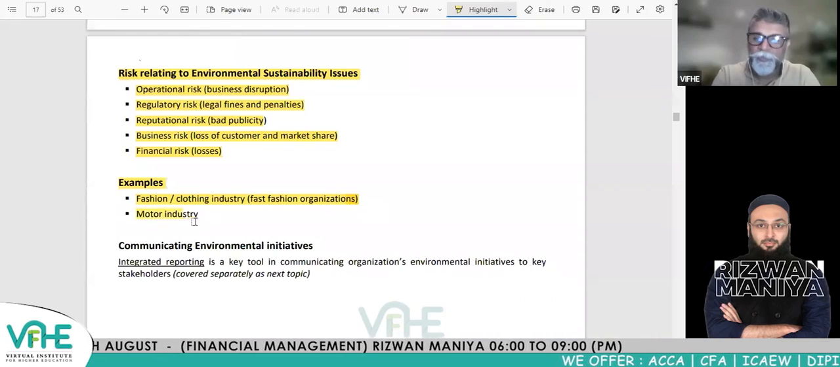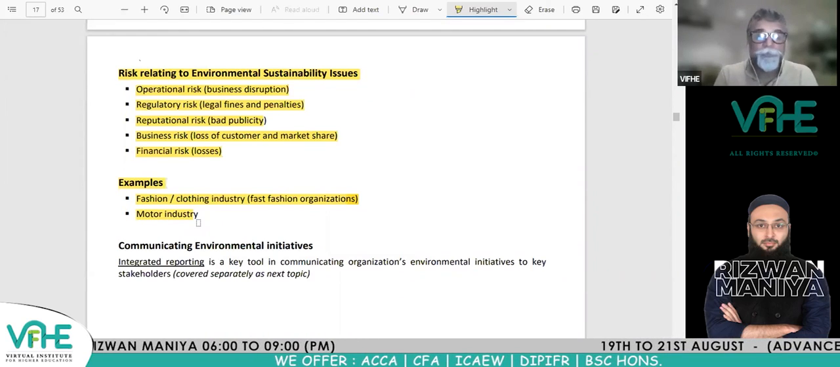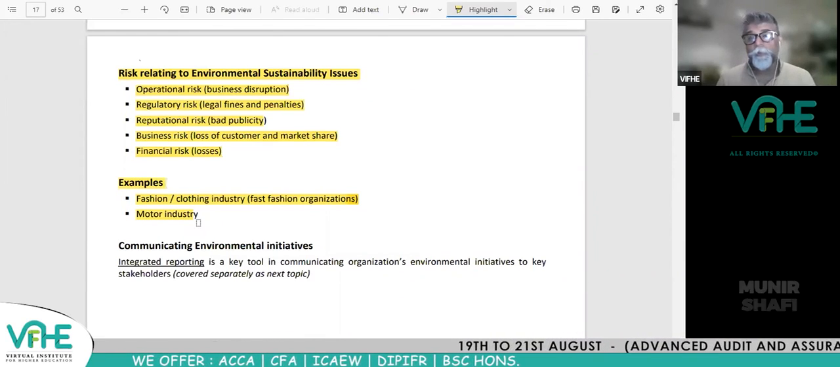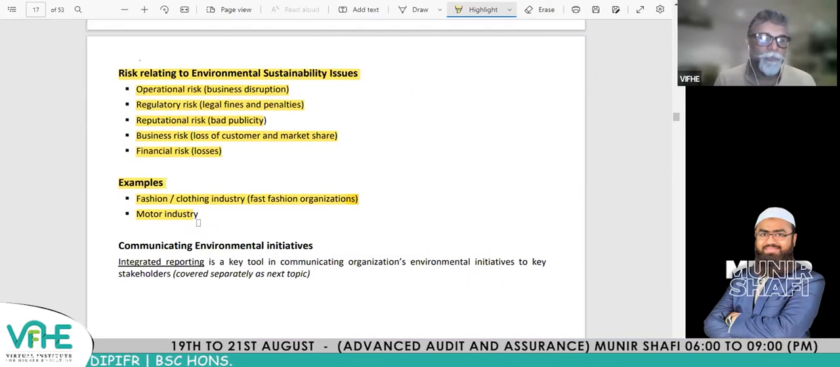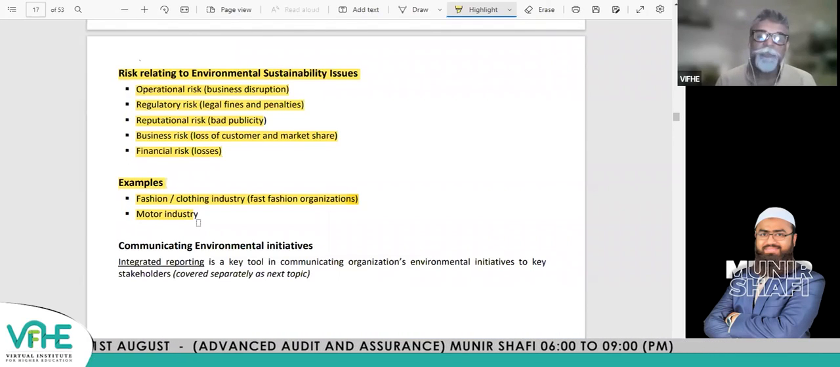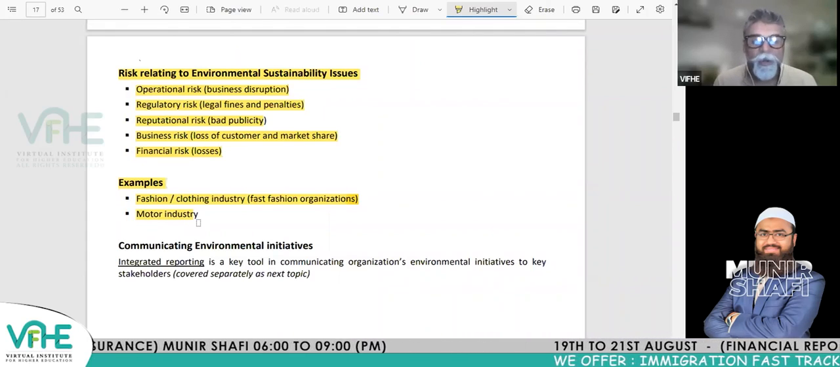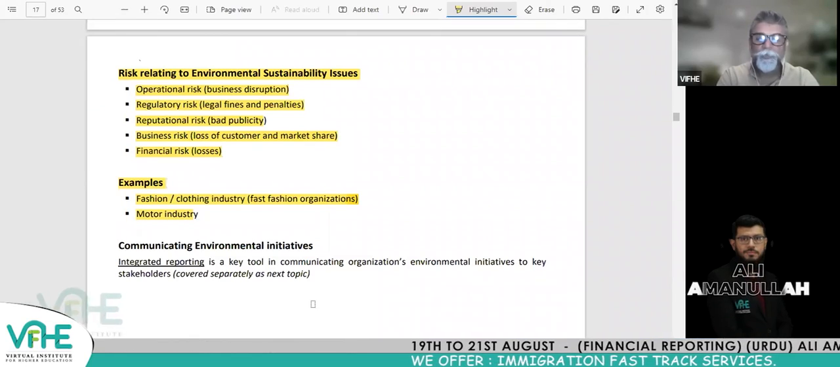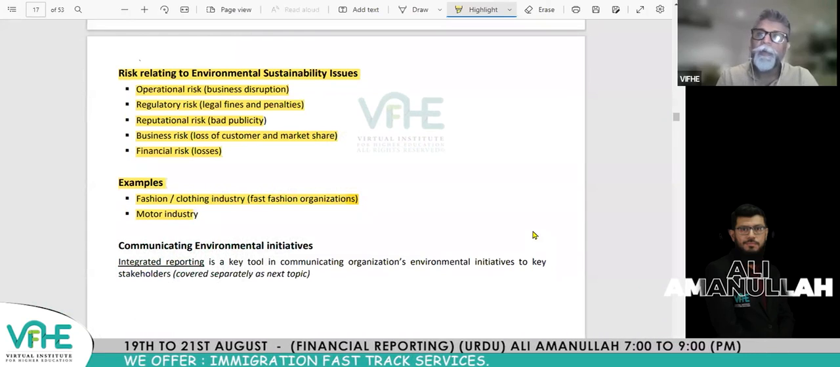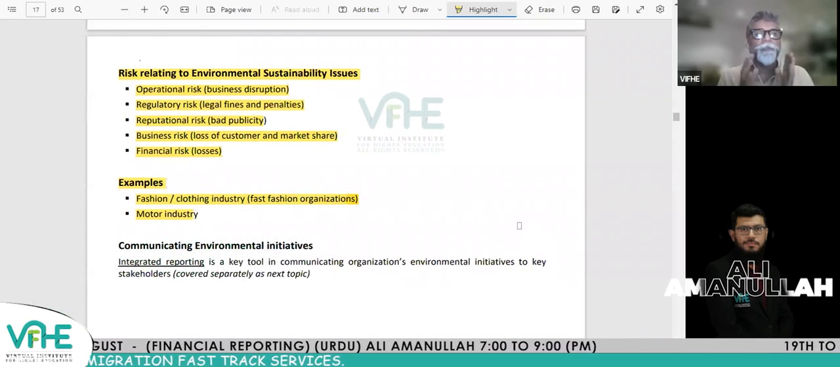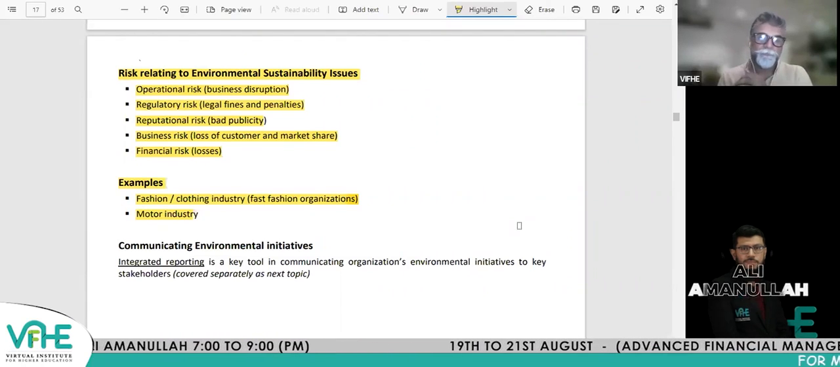Similarly, the motor industry, as you all know, is very prone to carbon emissions. All these cars are a big problem. So they are now under big scrutiny for causing a lot of carbon emissions, and there is pressure to shift towards hybrid cars or electric cars, all these new fancy things. People are now becoming conscious about environmentally friendly products and organizations.